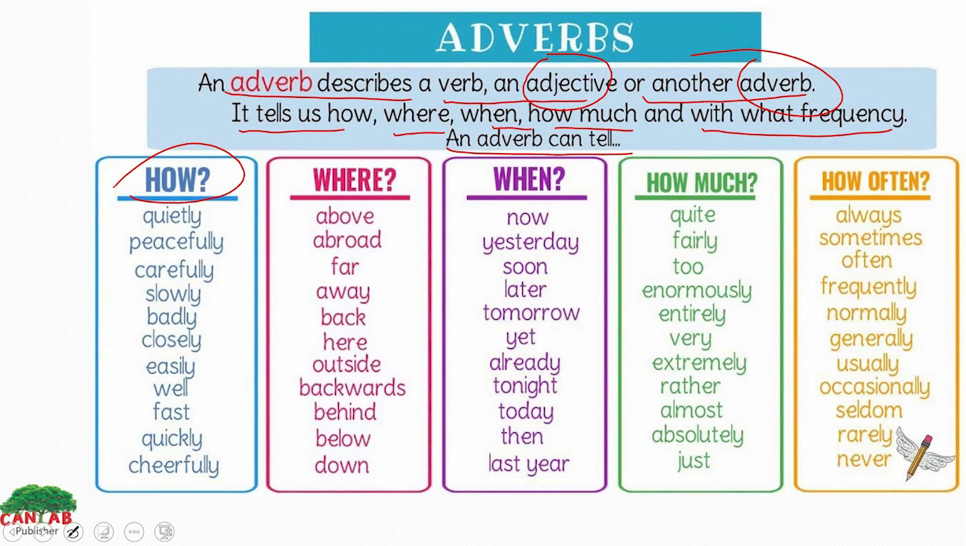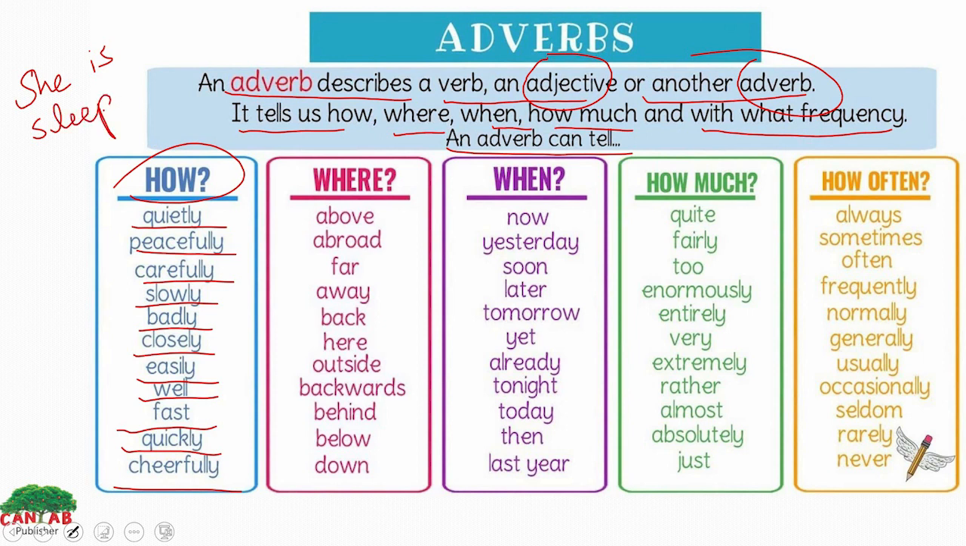How the action is taking place or how the action is done: quietly, peacefully, carefully, slowly, badly, closely, easily, well, fast, quickly, cheerfully. Let me give you an example in a sentence. She is sleeping peacefully. Here you can see peacefully is an adverb and it is modifying or telling you about the action sleeping.